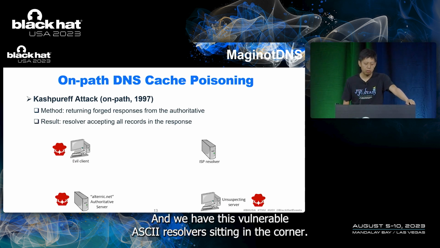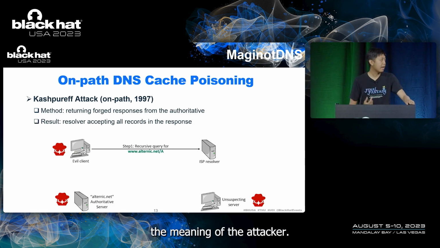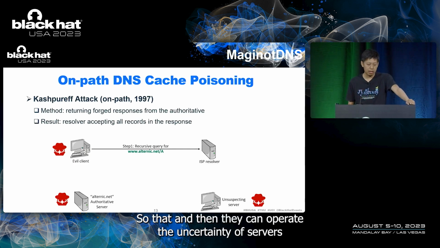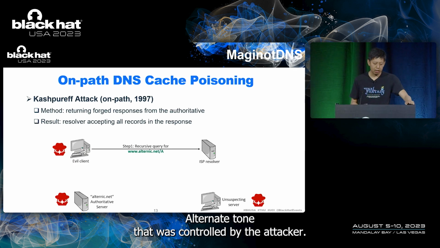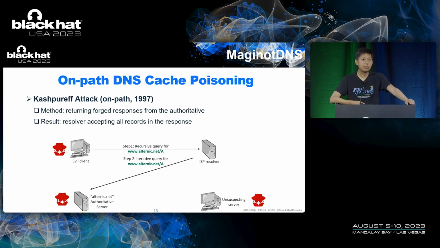And we have these vulnerable ISP resolvers sitting in the corner. So it starts with these malicious clients querying a domain of the attacker, for example, alternic.net, which is the attacker's domain. The ISP resolvers see that, and then they query the authoritative servers in a hierarchical fashion. Because alternic.net is controlled by the attacker, the attacker can see the forwarded queries.